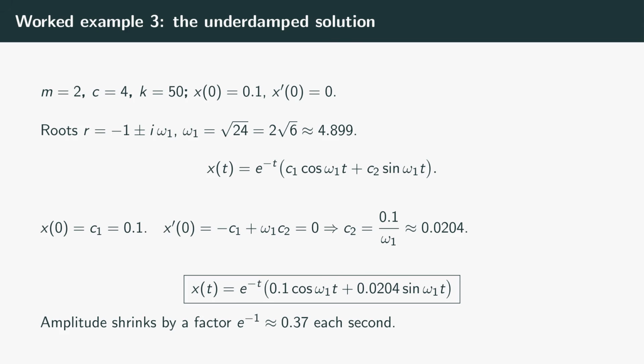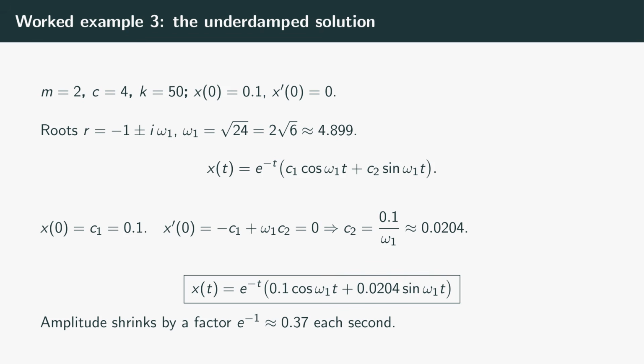Let's finish the underdamped case completely with the same release from 10 centimeters at rest. With C equals 4, the roots are minus 1 plus or minus i times omega 1, where omega 1 is the square root of 24, which is 2 root 6, about 4.9. The solution is e to the minus t times the quantity c1 cosine omega 1t plus c2 sine omega 1t. Apply the initial conditions. At time 0, x equals c1, so c1 is 0.1.